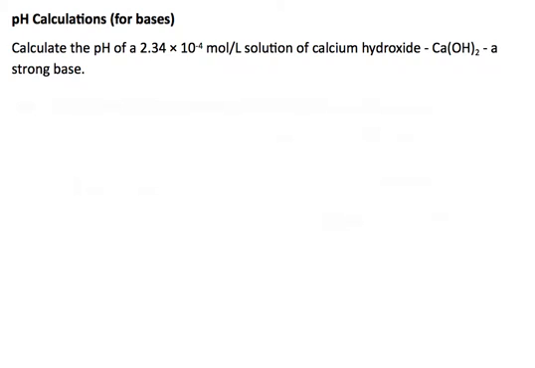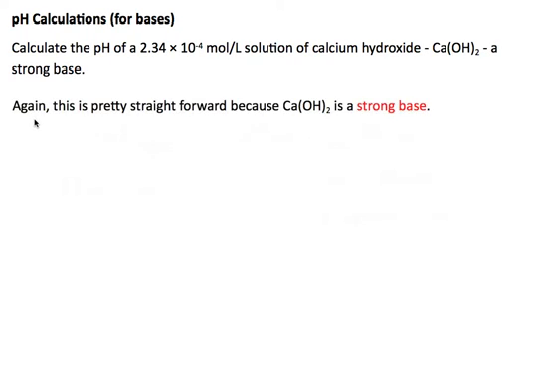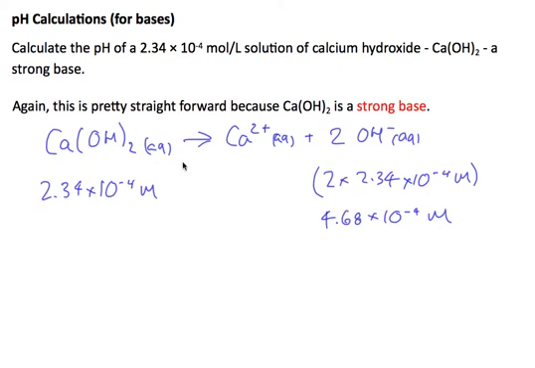The question is: calculate the pH of a 2.34 times 10 to the minus 4 mole per liter solution of calcium hydroxide, which is identified as a strong base, a group 2 metal hydroxide. So pretty straightforward, much like the strong acid calculation. Calcium hydroxide is a strong base, so it dissociates fully. If it dissociates fully, it's going to look something like that.